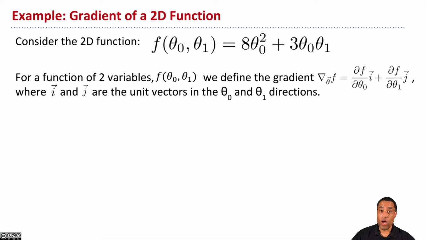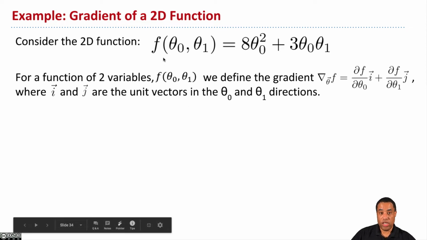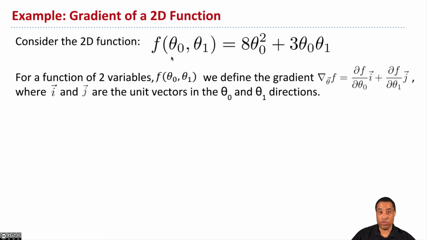Okay, so how do we compute the gradient of a two-dimensional function? For a one-dimensional function, we just took the derivative. But for a two-dimensional function, we're going to use partial derivatives, which you saw on the first homework. So if we have the function f of theta 0 and theta 1 equals 8 times theta 0 squared plus 3 theta 0 times theta 1, what is going to be the gradient? Well, the gradient is going to be this function here.